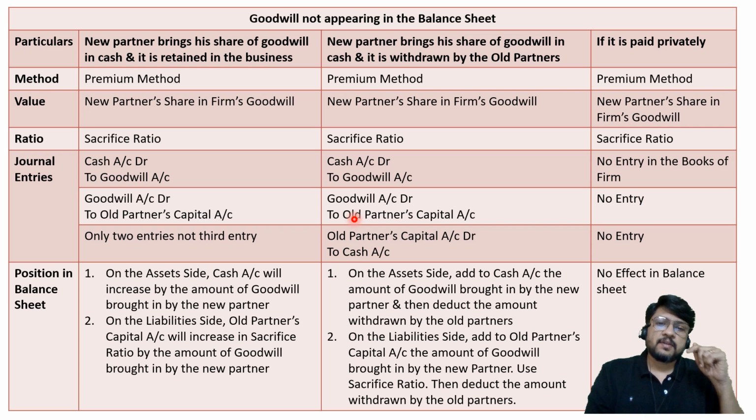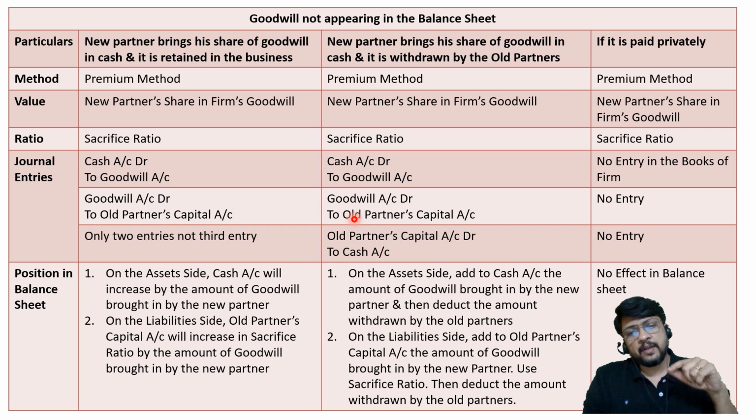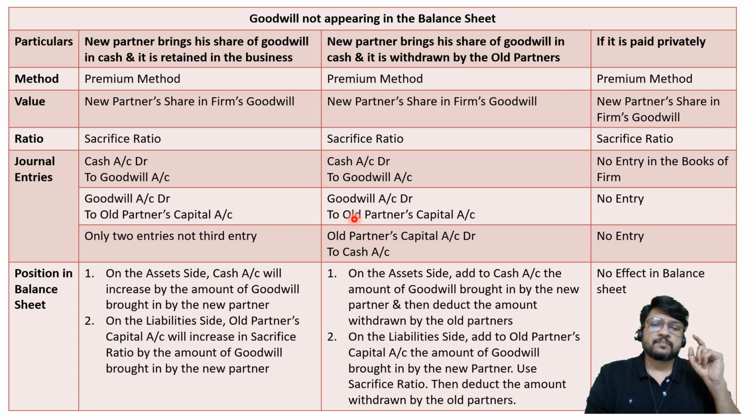And thereafter, since the old partners are withdrawing goodwill, we'll pass the entry. Old partners are the receiver and cash is going out. Entry will be old partners capital account debit to cash account, because old partners are the receiver, debit the receiver, and cash is going out, credit what goes out, so cash account. Sometimes in examination situations, students get confused.